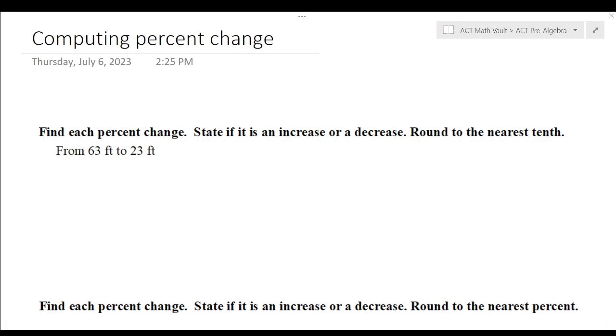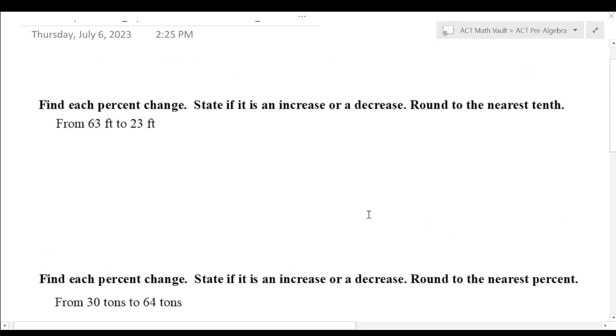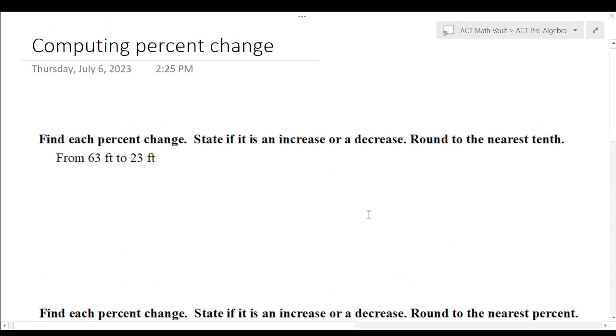This is something that comes up in business quite often, so it's good for everybody to understand this concept. Okay, so directions would say something like find each percent change, state if it's an increase or decrease, and round to the nearest tenth, or down here it says nearest percent. Okay, so if we have 63 feet of rope, and we want to then cut that down significantly to 23 feet, the question is, by what percentage did it decrease?